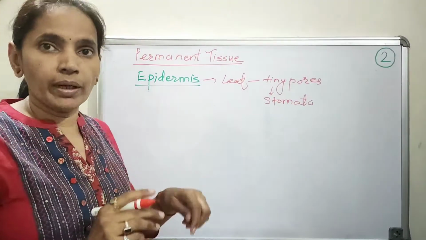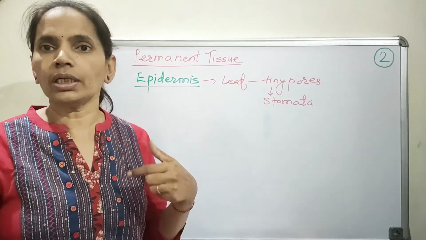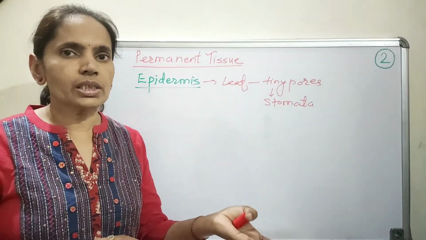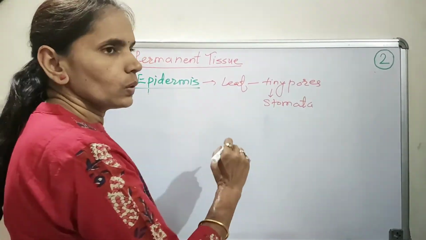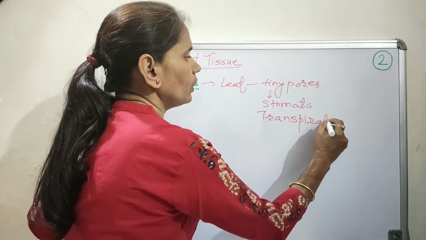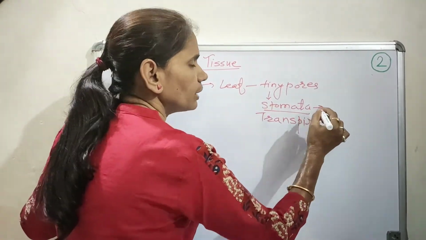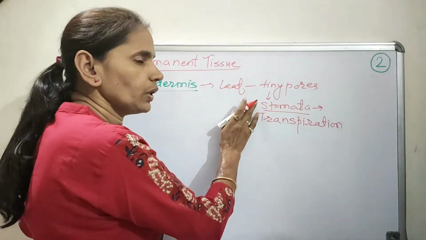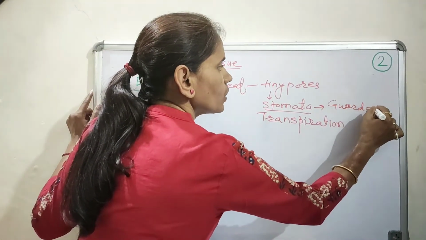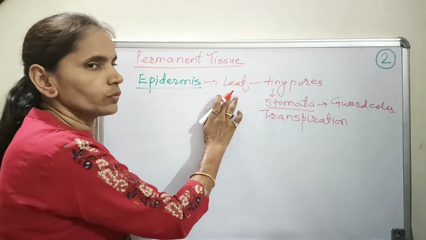Now usually these stomata are meant for gaseous exchange. This gaseous exchange occurs during the photosynthesis process, in which carbon dioxide is taken up and oxygen is released. Similarly, another role is transpiration, by which the water balance, or the water content, of the plant is maintained. Now the activity of stomata is regulated by the presence of kidney shaped guard cells. So these stomata are present in the epidermis of the leaf.